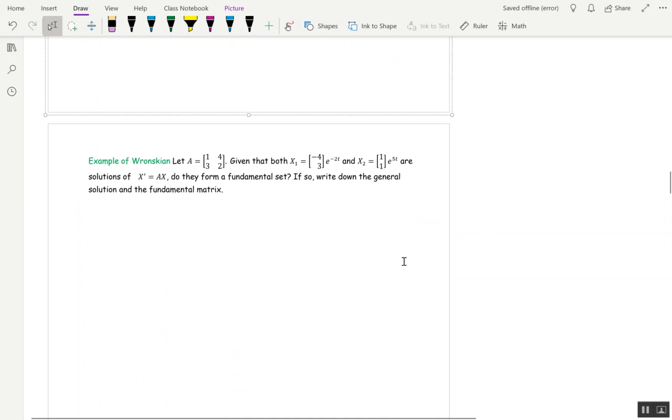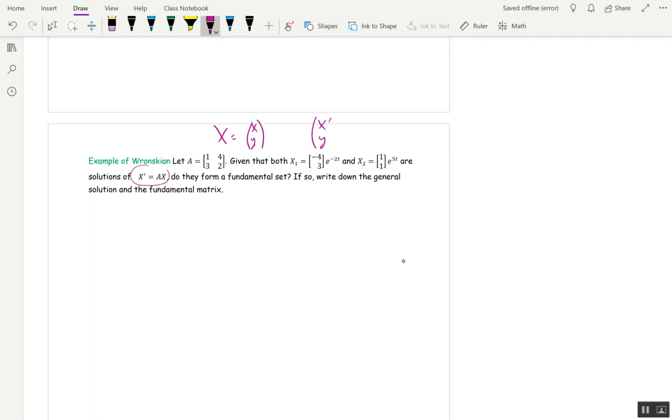So we've got a matrix here, A, given that both x1 and x2 are solutions of x prime equals Ax. So that's the system. If big X is, let's say, little x, little y, then x prime equals Ax is x prime, y prime equals A, which is 1, 4, 3, 2, times x, y. All right, so given that we have two solutions, do they form a fundamental set? If so, write down the general solution and the fundamental matrix.